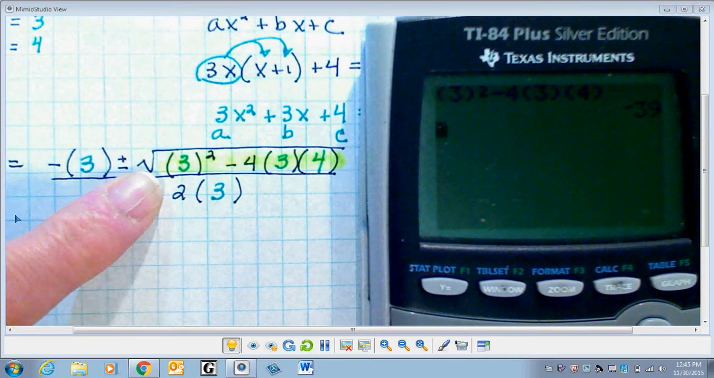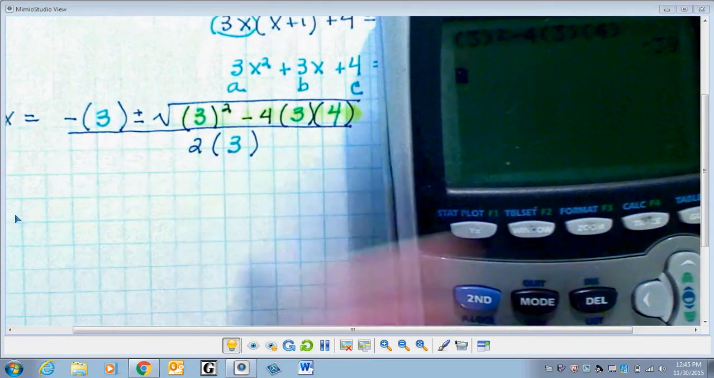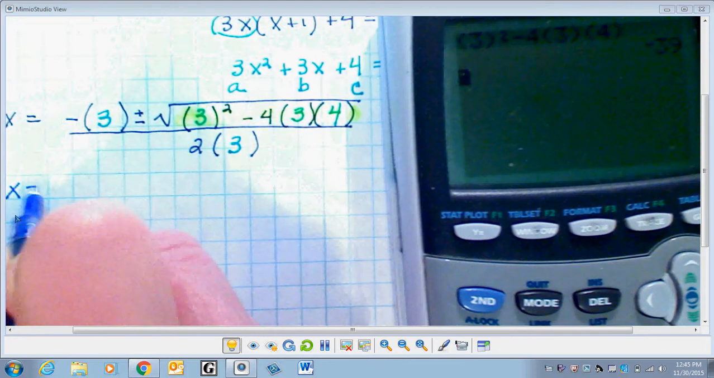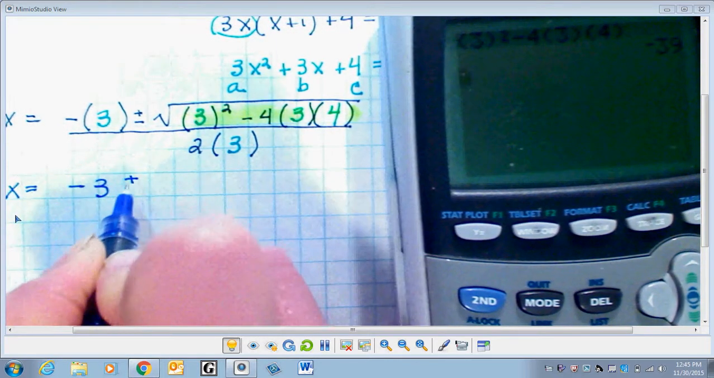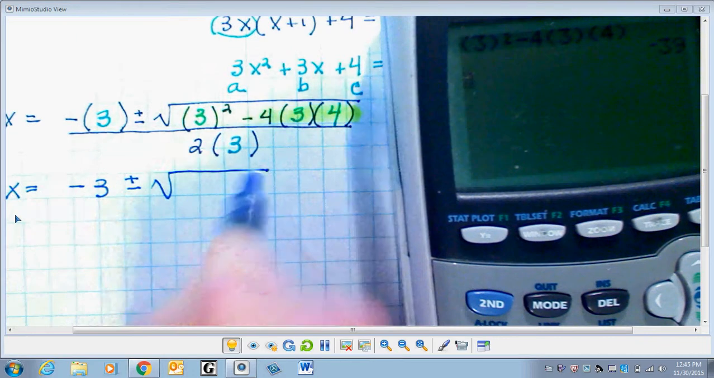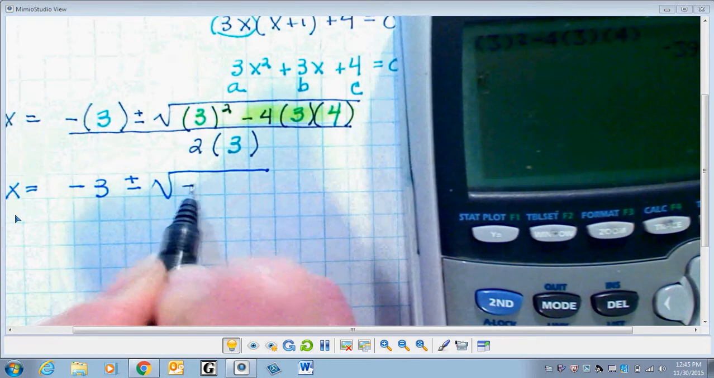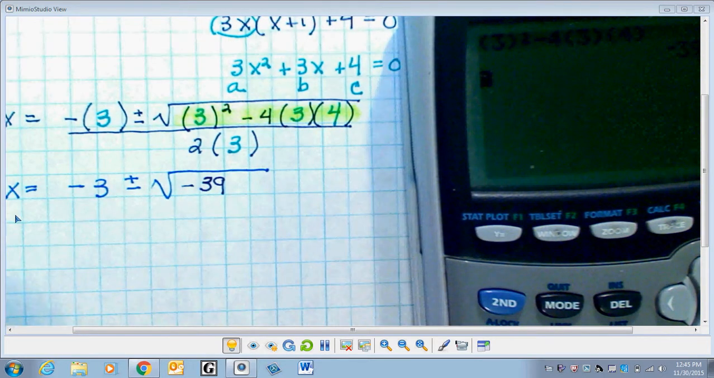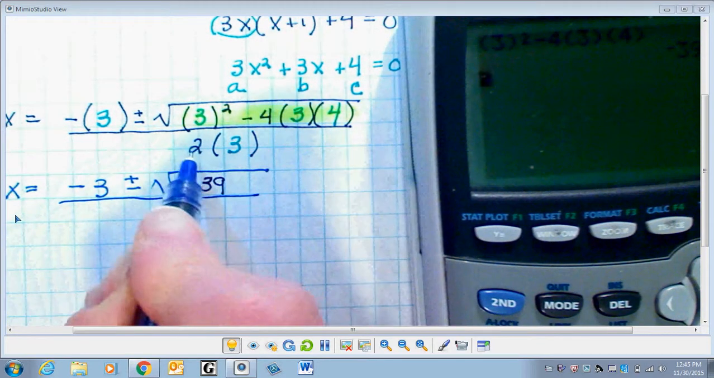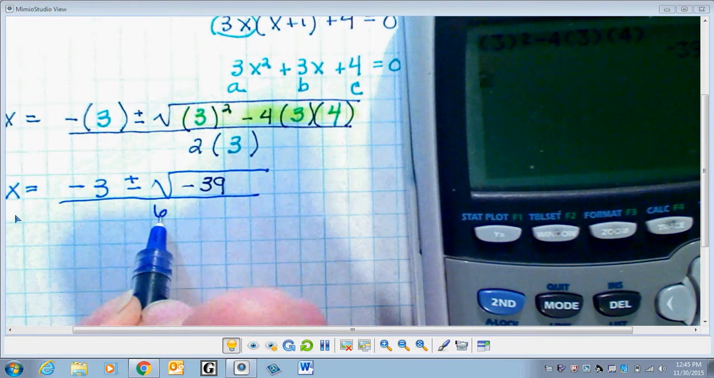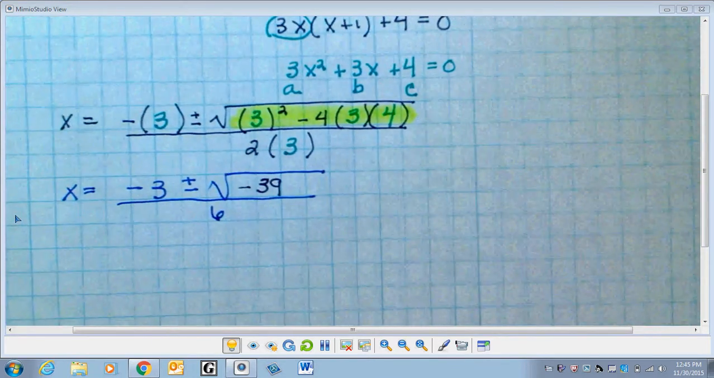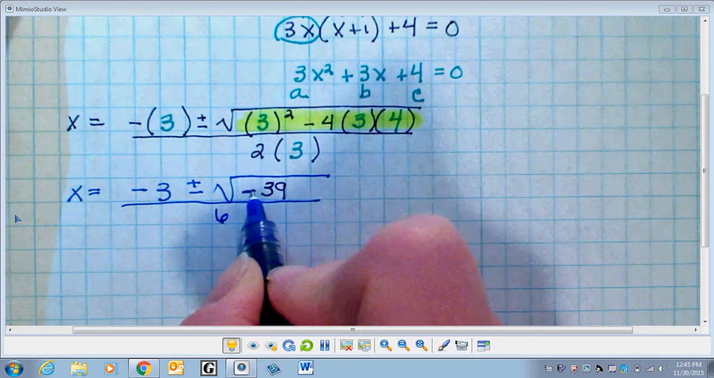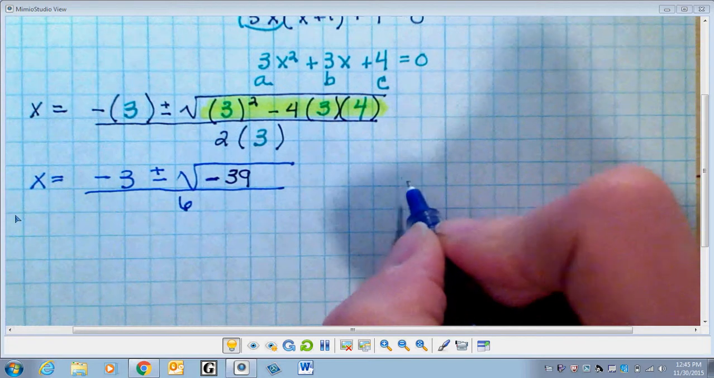And so that gives me negative 39. So that means that when I rewrite this, this is going to be negative 3 plus or minus the square root, and this is going to be negative 39, all divided by 2 times 3 is 6. Okay, so that's a pretty ugly number. So when we're looking here, we see I have a negative under the radical. That's a no-no. So by definition, I'm going to write this over here.